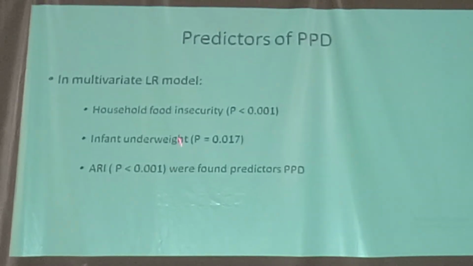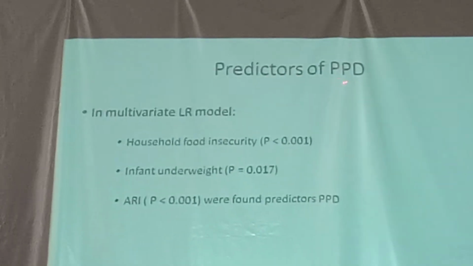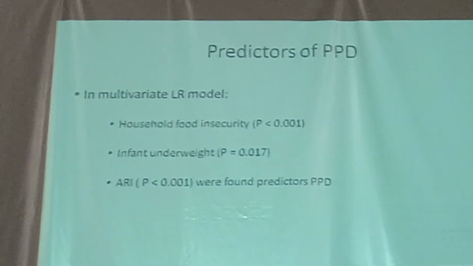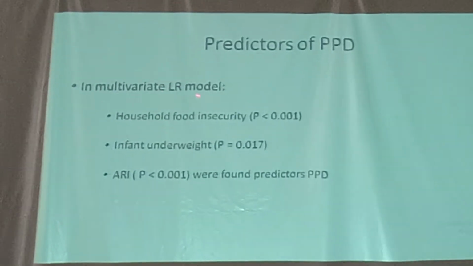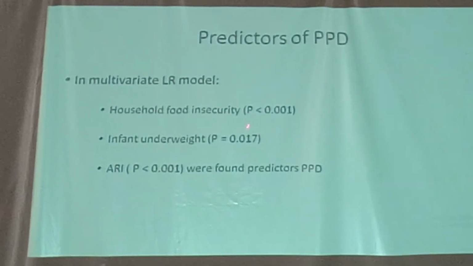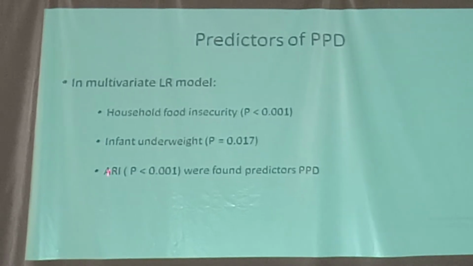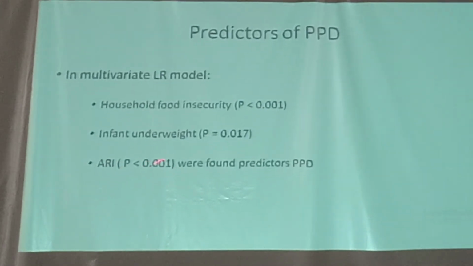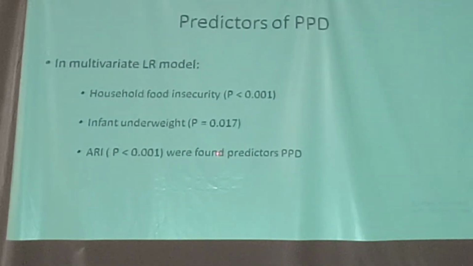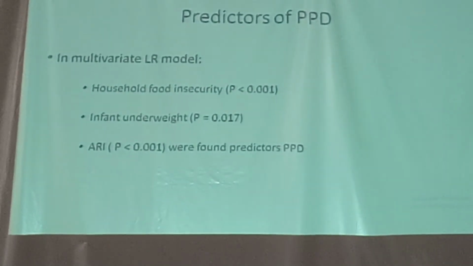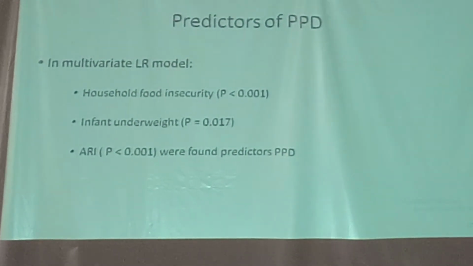From paper 2, which was on the predictors of postpartum depression, in the multivariate logistic regression model, household food insecurity, infant underweight, and ARI, which is acute respiratory infection of a child, were the best predictors of maternal postpartum depression.